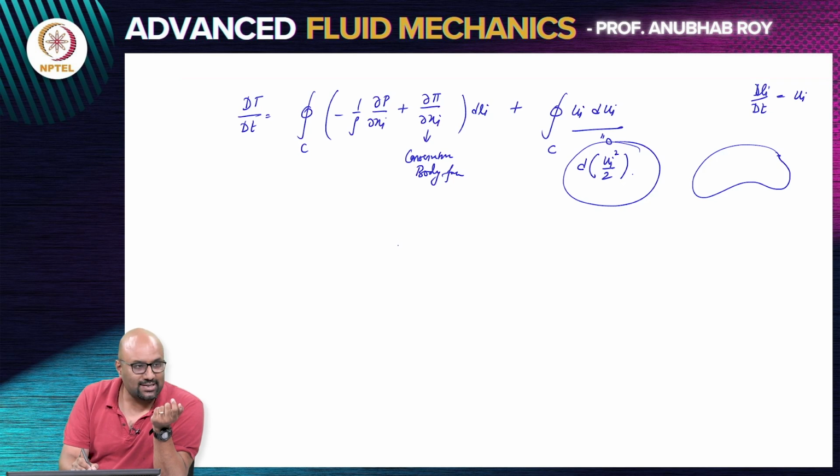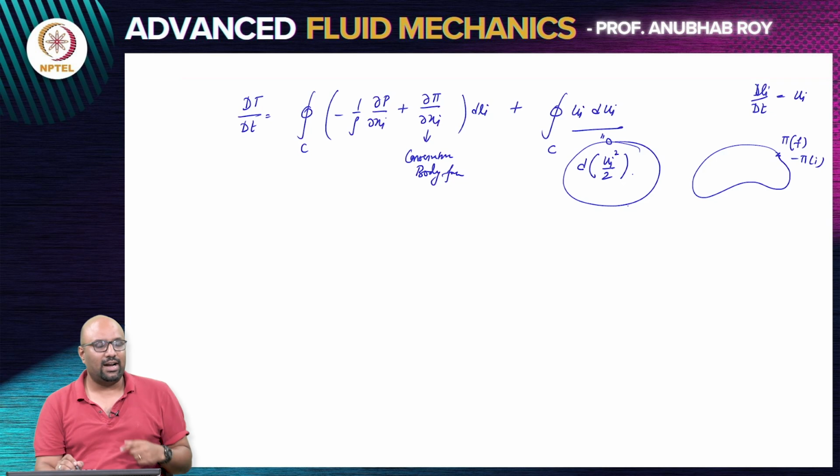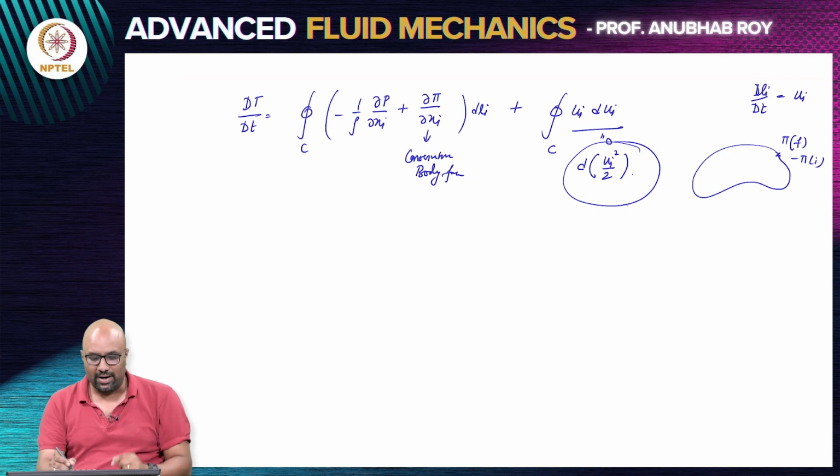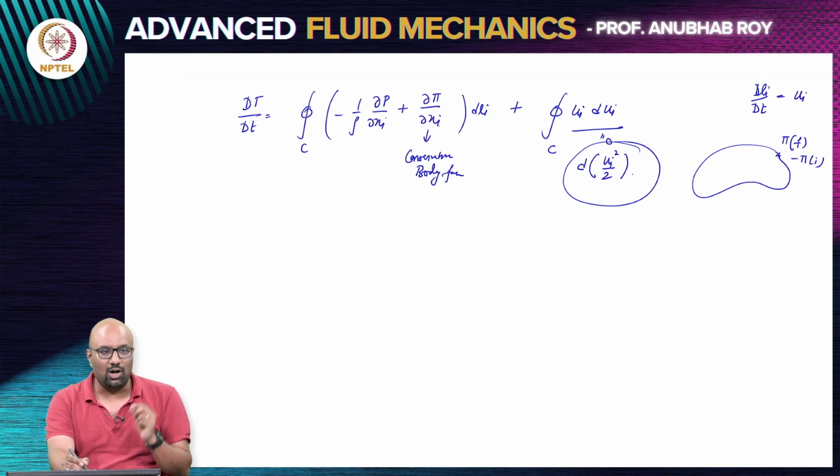Dou pi dou xi dli, this would be the value of pi, in the same spirit, at the final and the initial location, the difference between the two. So, I have a gradient of a potential, I integrate it over a curve. When I compute it, it would be the value of that potential at the final point minus the initial point. Now, the final and the initial point coincide, so it is going to be 0.